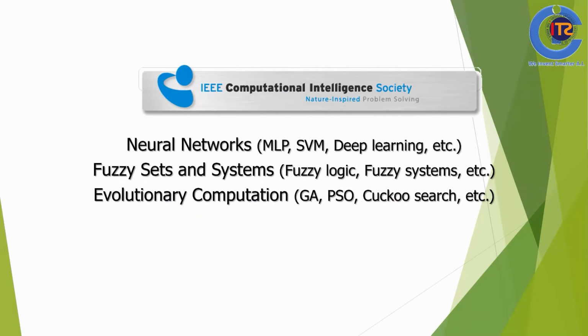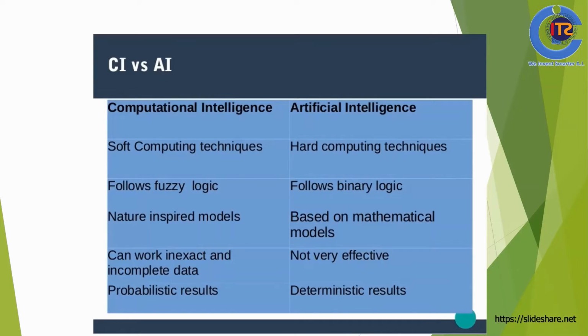And when we talk about computational intelligence, we would have heard three keywords like this: neural nets, fuzzy sets and systems, and evolutionary computation. As you may see here, neural networks include multi-layer perceptron, support vector machine, deep learning, and so on. Fuzzy sets and systems include fuzzy logic, fuzzy systems, etc. And evolutionary computation includes genetic algorithm, particle swarm optimization, cuckoo search, BAT algorithm, something like that, and so on.